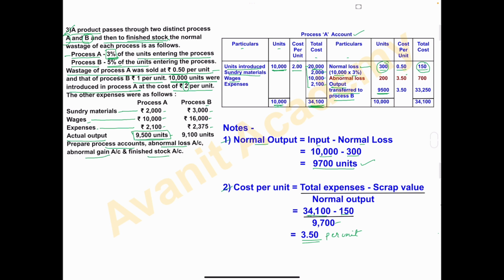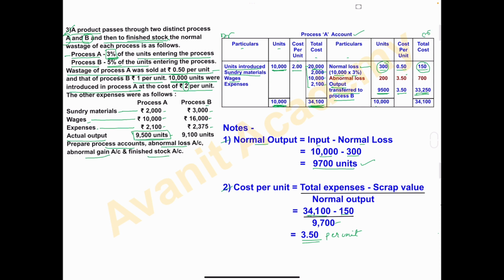This amount we will take here for output transferred to process B. Quantity we have already written there. So the cost per unit amount is 3.50. Multiply this, 9,500 into 3.50, and you will get 33,250. Okay. So this debit side we have already calculated. Quantity we have got, units 10,000. See the debit side and total cost is 34,100. Same quantity we'll write here.